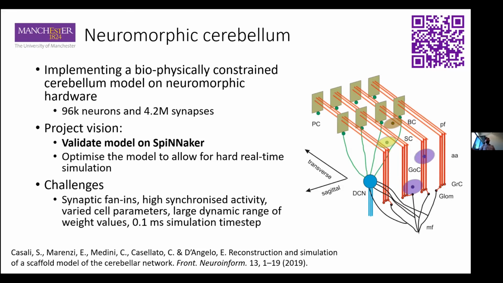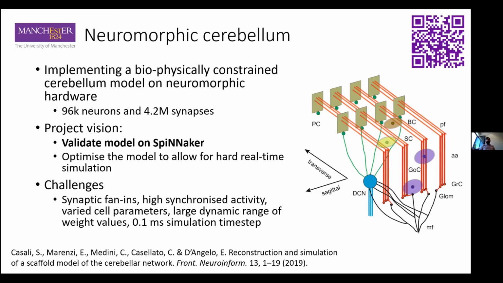And the second part that hasn't been realized yet, this is hopefully something for the future, is to optimize the model to allow for hard real-time simulation. The communication profiling is very important for this step to actually happen in the future. So the challenges for the model are that the Purkinje cells don't have quite the same fan-ins or are not as innervated as real human cerebellum cells, but they still have quite high synaptic fan-ins.